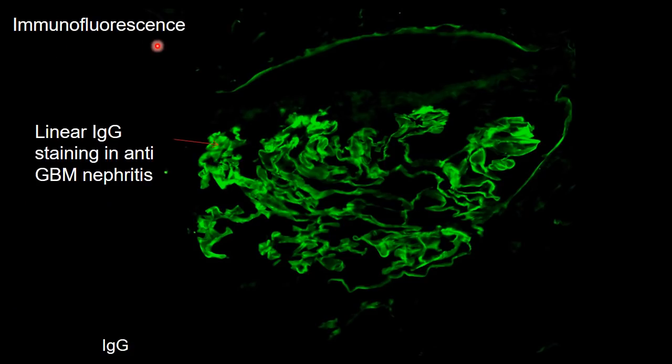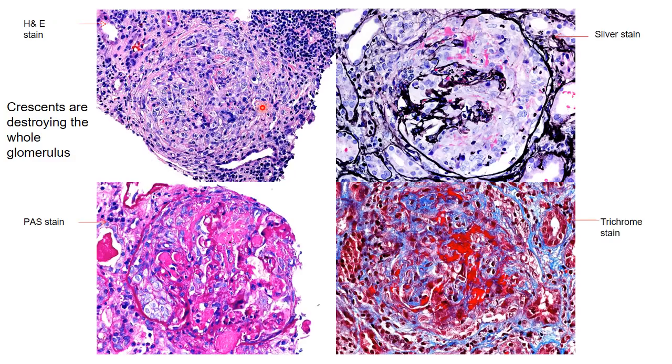Now IF is pretty diagnostic in this entity, where you can see this linear IgG deposition in anti-GBM nephritis. The pathologist will tell you that this is an IgG. In the regular stains, what you still see are these crescents which are eating up the gloms. Again, different stains, but the glom is pretty much being destroyed by these crescents.